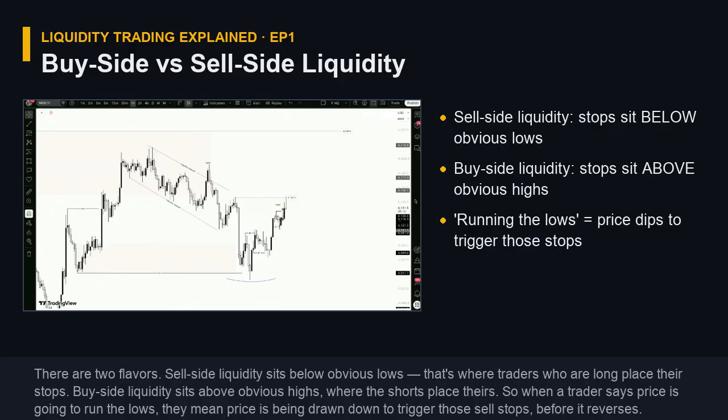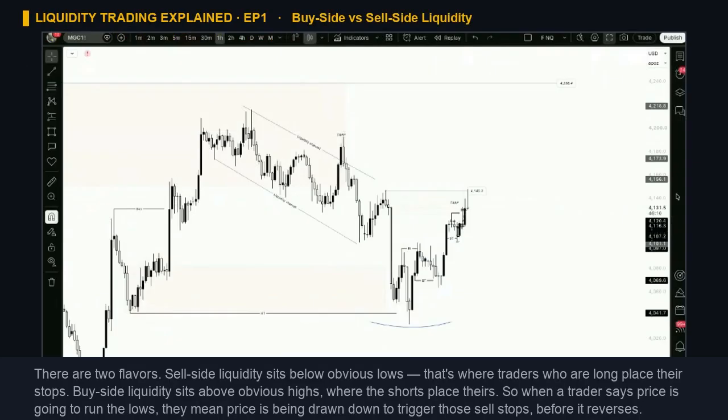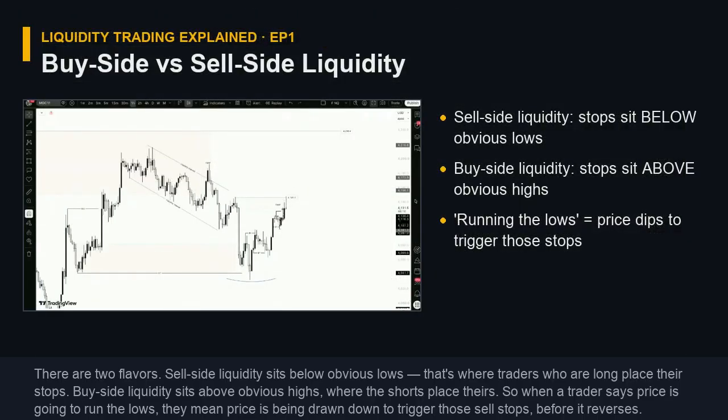There are two flavors. Sell-side liquidity sits below obvious lows. That's where traders who are long place their stops. Buy-side liquidity sits above obvious highs, where the shorts place theirs. So when a trader says price is going to run the lows, they mean price is being drawn down to trigger those sell stops before it reverses.